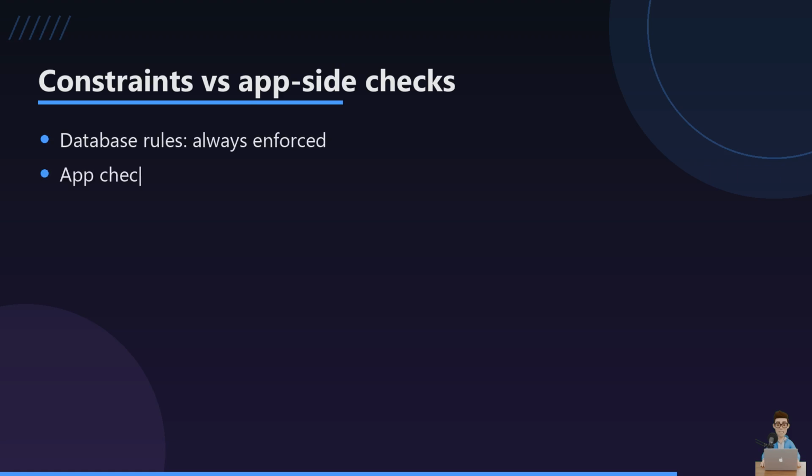So why not just validate everything in your application code instead? You can, and it's nice for friendly error messages. But here's the difference. App checks only run if your code remembers to run them, and a second script or a manual query can waltz right past them. Database constraints are the last line of defense that nothing gets around. Plus points for app checks, better user messages. Minus, they're skippable. Constraints, the reverse.